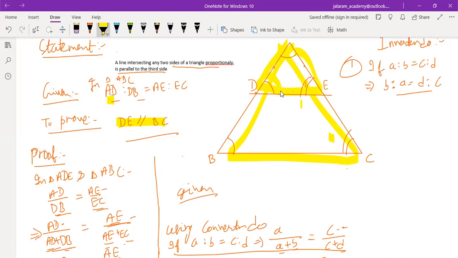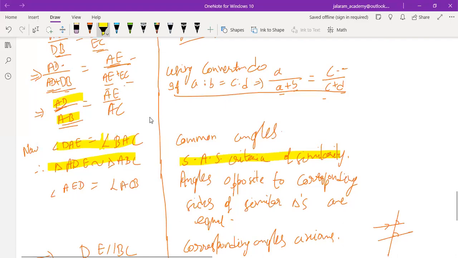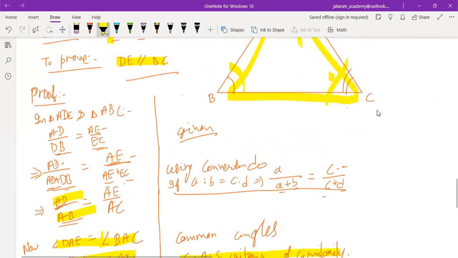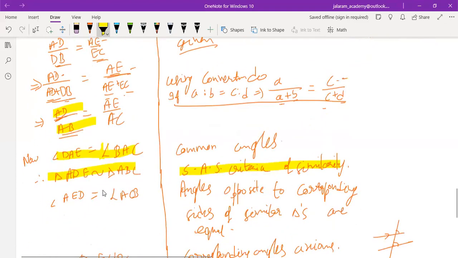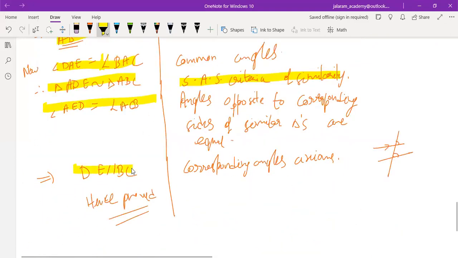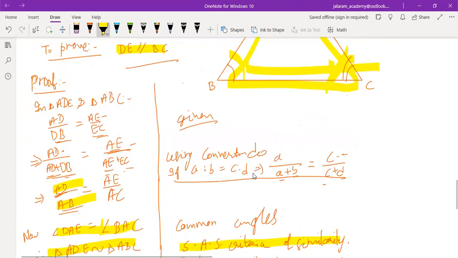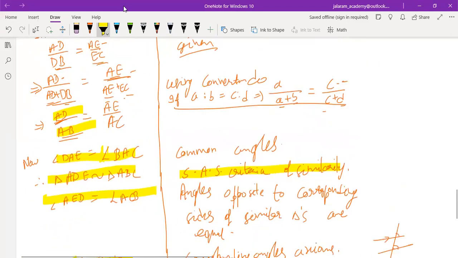So if triangles are similar, their corresponding angles are also equal. The angle opposite to side AD is angle AED and the angle opposite to side AB is angle ACB. If they are equal, it means DE is parallel to BC. Hence proved. This is what we have to prove. Is that clear to everyone?